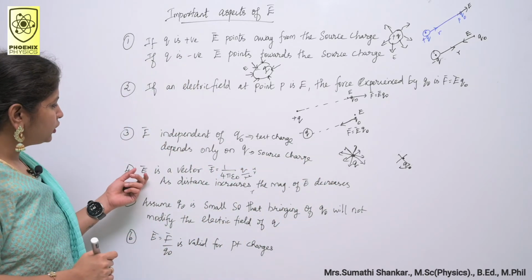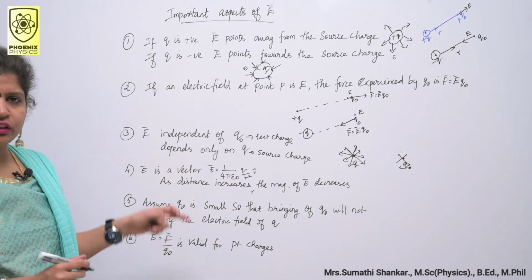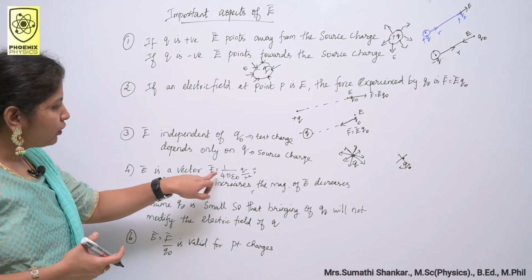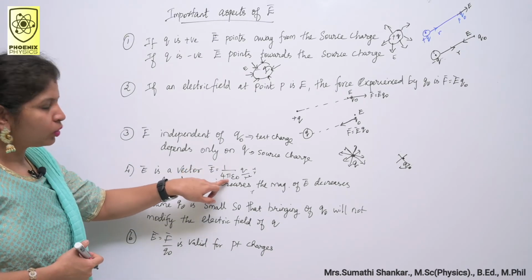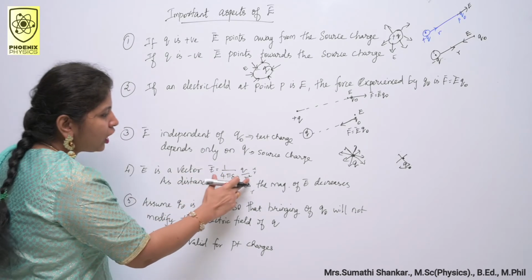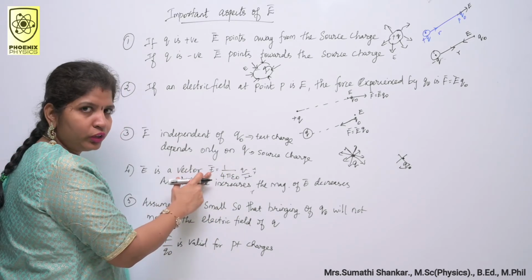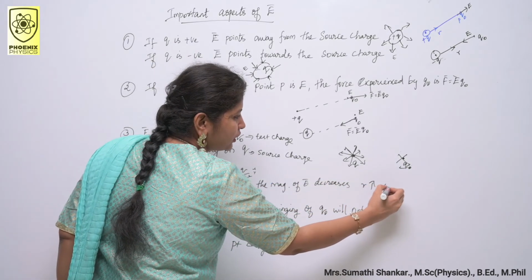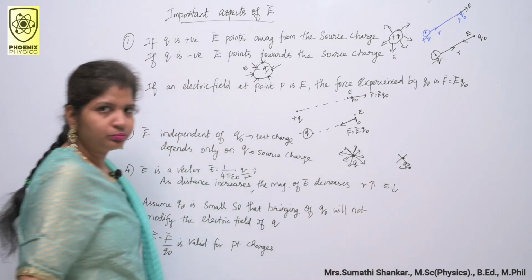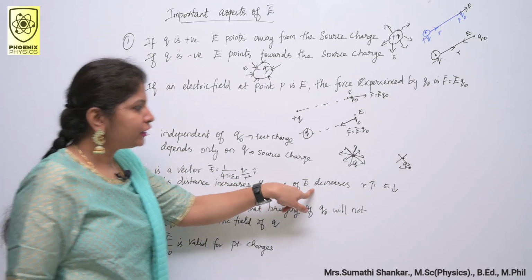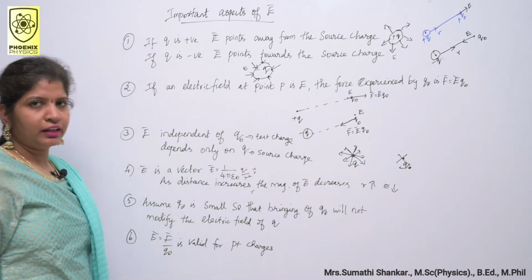Then fourth point, you know that E is a vector quantity, so it has both direction and magnitude. You know the formula, E is equal to 1 by 4 pi epsilon naught Q by R square. Here R is inversely related to the electric field. So if R increases, E decreases. So as distance increases, the magnitude of the electric field decreases.